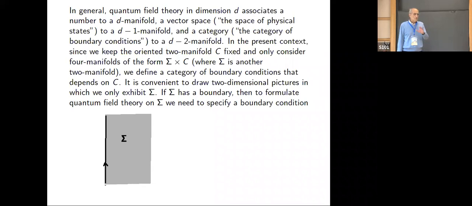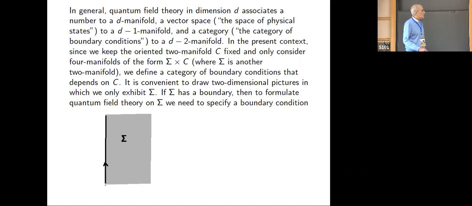Remember, in codimension 2, we define a category. Since C is kept fixed, codimension 2 means codimension 2 in sigma, which is just a point. So a point contains no information. What we have is just a category that this theory associates to C.